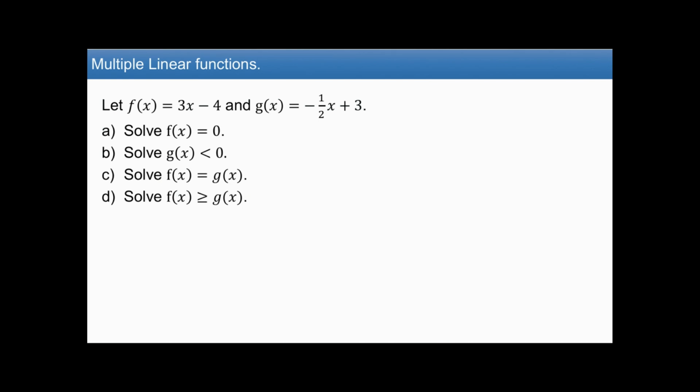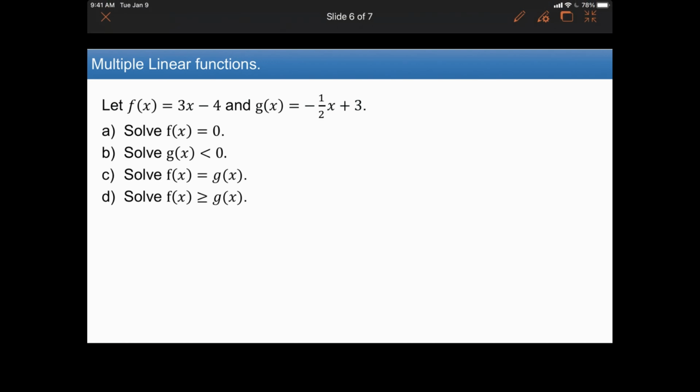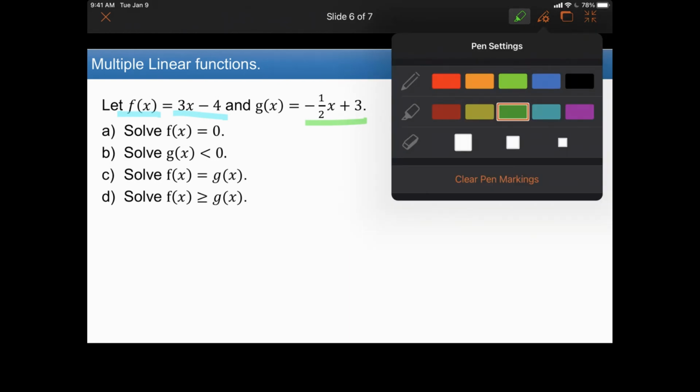Ooh, multiple linear functions. Okay. So what do we see? What are we given and what do we know about that? Well, I have a function, f of x, and it's 3x minus 4, so it's positive. So it's increasing throughout its interval. g of x, negative half x plus 3, that's decreasing over the interval because there's a negative slope.